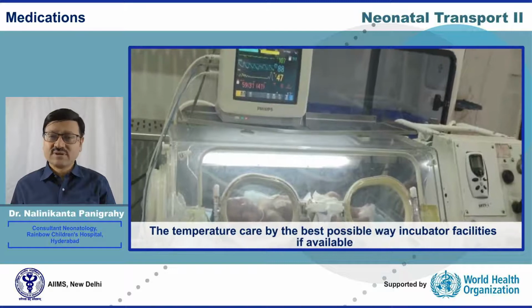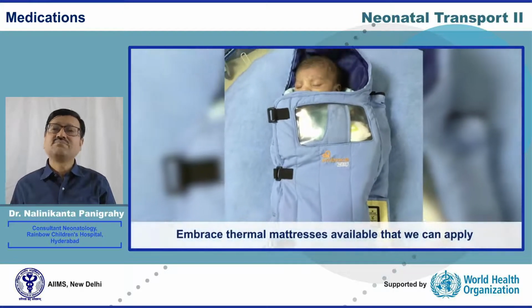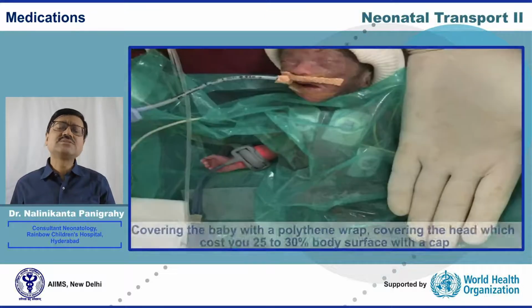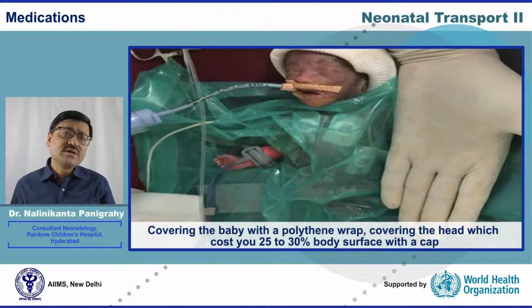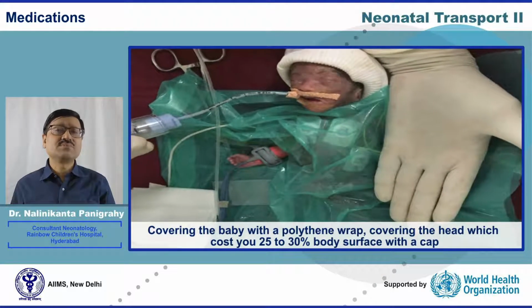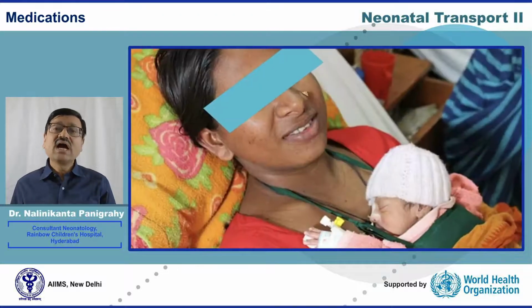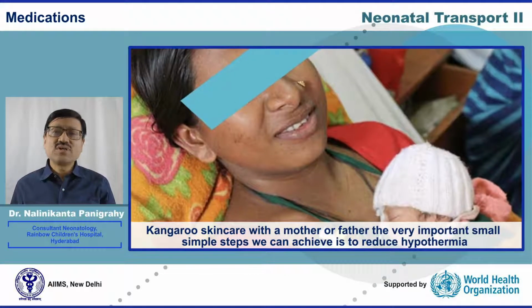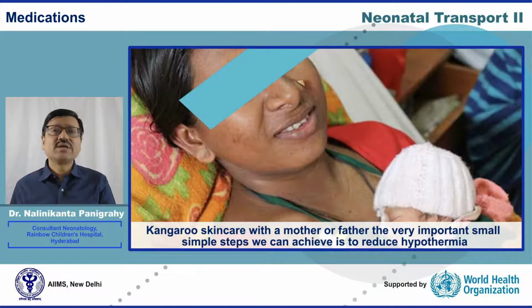Incubator facilities if available. Otherwise, if a thermal mattress is available, we can apply that. If that's not available, at least cover the baby with a polythene wrap, and cover the head, which constitutes 25 to 30% of body surface, with a cap, and use kangaroo skin care with mother or father. These are very important, small, simple steps we can take at least to reduce hypothermia.